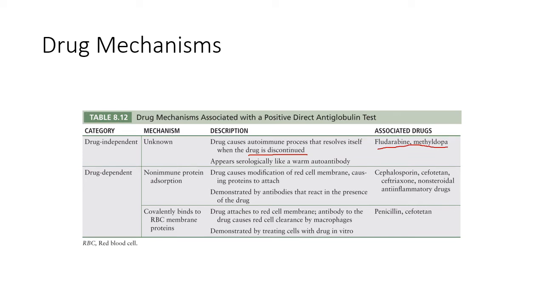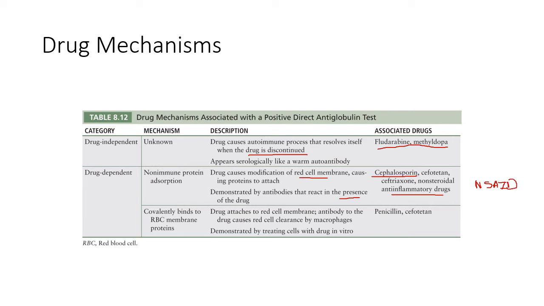Methyldopa, fludarabine, and then over here, this one's drug-dependent, non-immune protein absorption. Causes modification of the red cell membrane, demonstrated by antibodies that react in the presence of the drug. Cephalosporin, which is a common drug. Cephalothin, ceftriaxone, non-steroidal anti-inflammatory drugs. Those are NSAIDs. You can get those over the counter. So when a person has been taking too many of those, guess what?